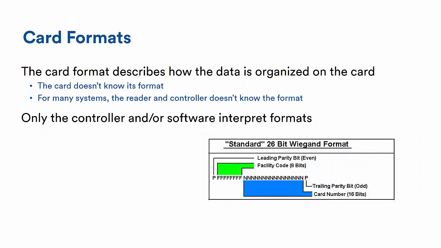So the card format describes how the data is organized on the card. Now, for some systems, the card doesn't know its format, nor does the reader. Only the controller or software interprets the format. On the next slide, we'll talk about different card formats, but first I want to run through an example of how credential data in binary form is organized on a card.